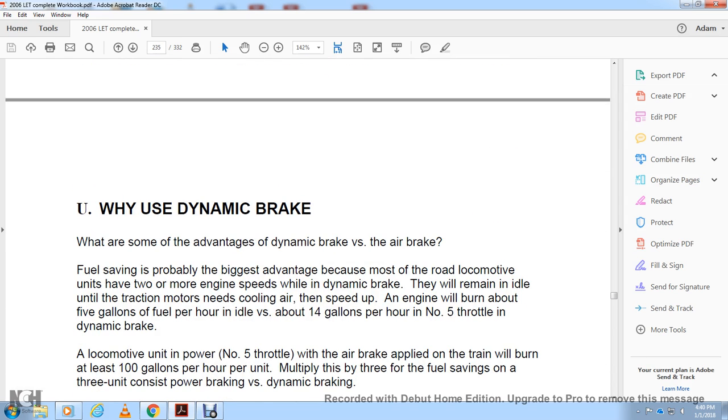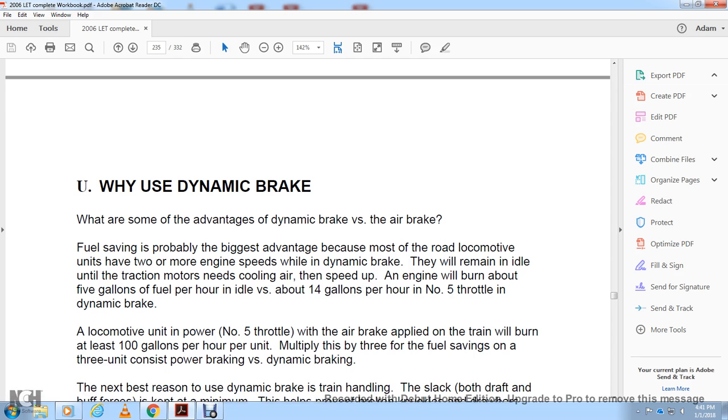Why use dynamic brake? What are some of the advantages of dynamic braking versus the air brake? The fuel saving, probably; the disadvantage is because of the road locomotive units have to run more engine speed with the dynamic brake. Those will remain in idle units if the traction motor needs cooling air within speed up. The engine will burn about 5 gallons of fuel per hour at idle versus about 14 gallons per hour in the number 5 transition in the dynamic brake.